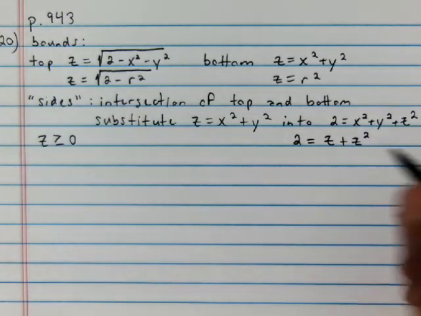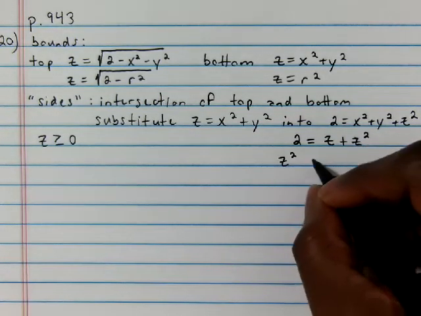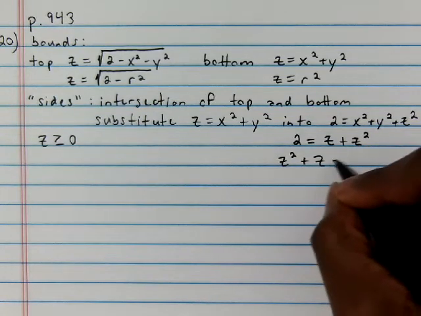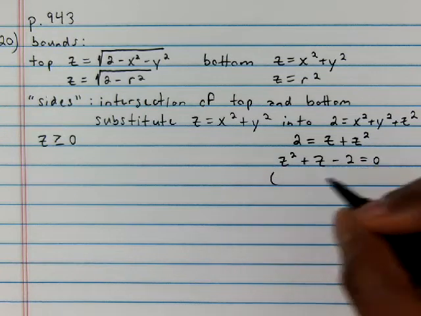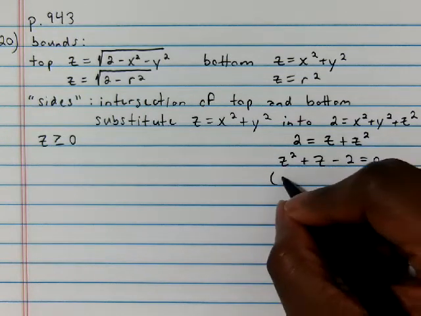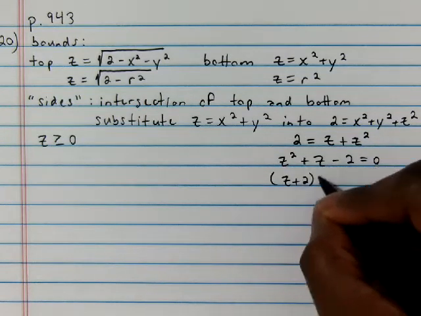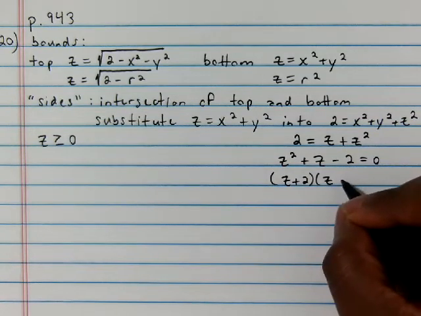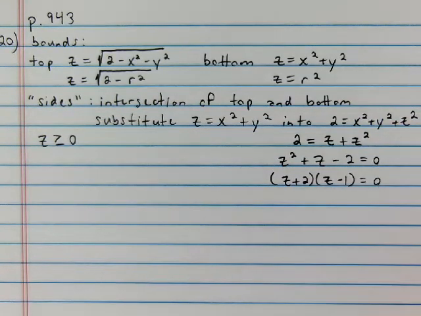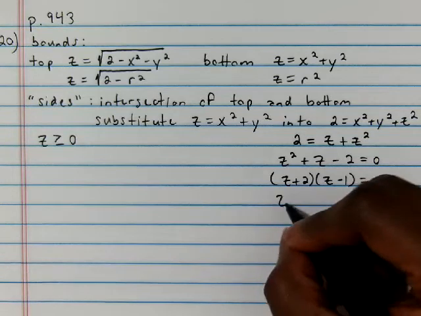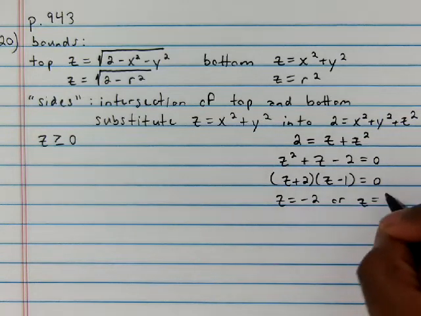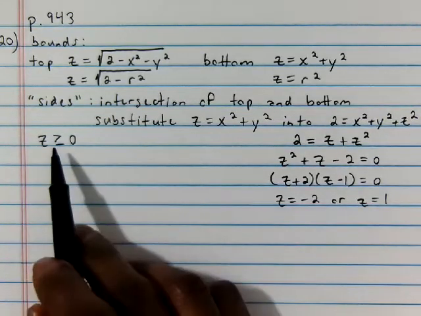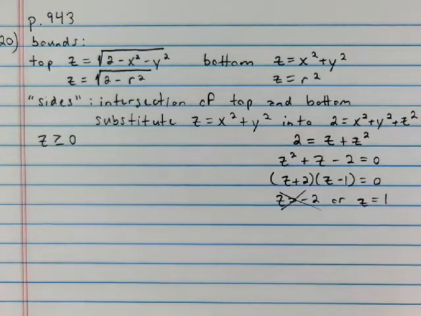which is a quadratic. So we end up with z squared plus z minus 2 equals 0, which factors into z plus 2 times z minus 1 equals 0, which tells us z equals negative 2 or z equals 1. But remember, z has to be greater than or equal to 0. So it's certainly not negative 2. So that tells us z equals 1.